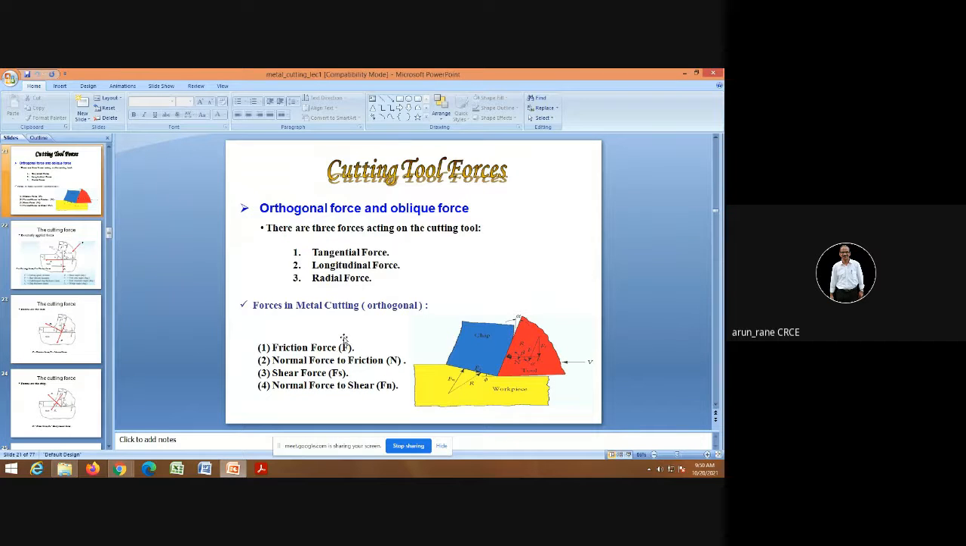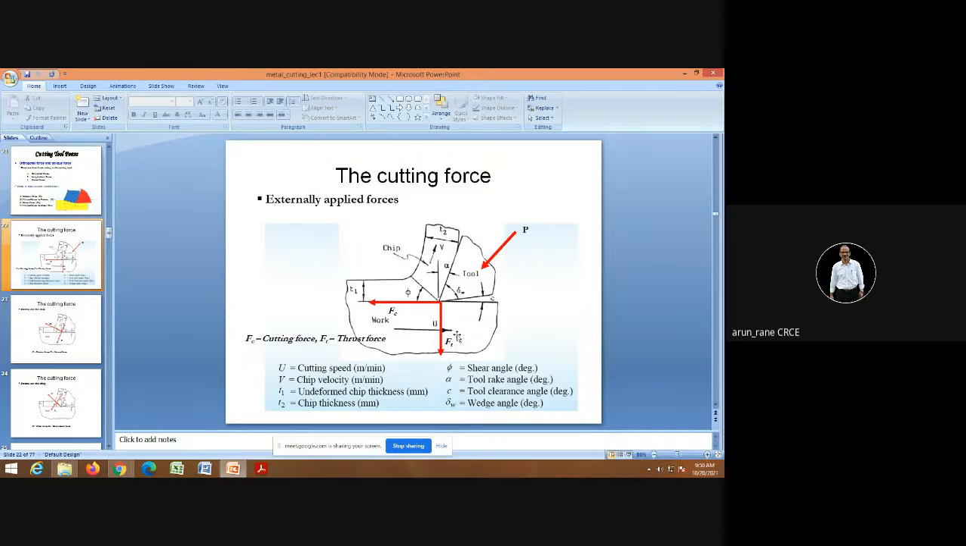So in orthogonal cutting, you will get only 2 forces. There are 3 forces, that is tangential force, longitudinal force, and radial force. There are formulas to calculate these forces. Once you calculate these forces, based on these forces the material removal rate can be calculated, and based on that you can decide upon the HP of the motor. And once you have the HP of the motor, then you can start designing the structure of the machine.